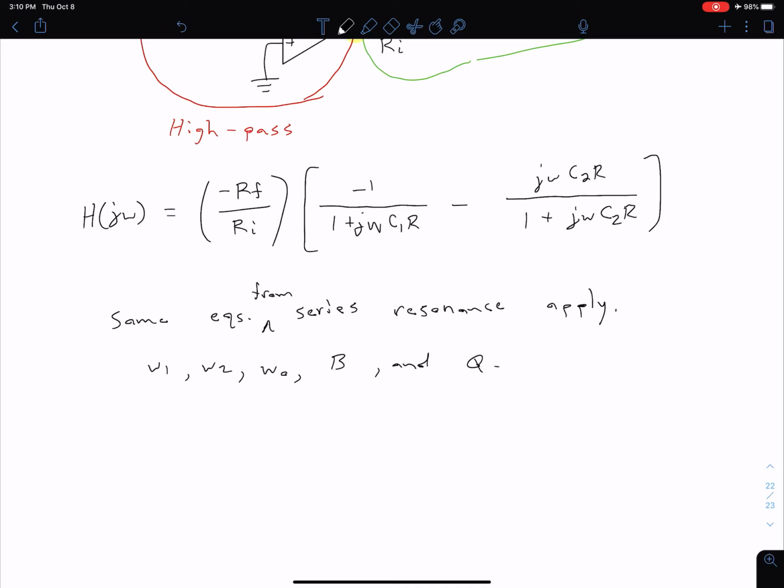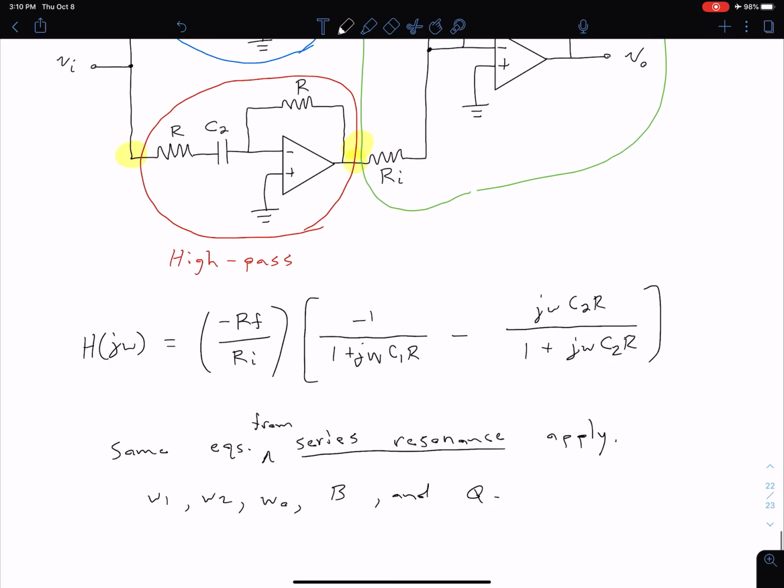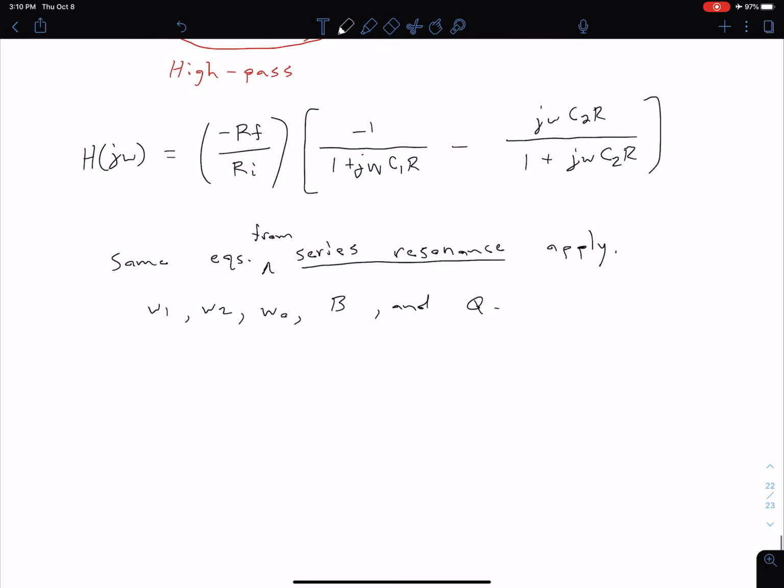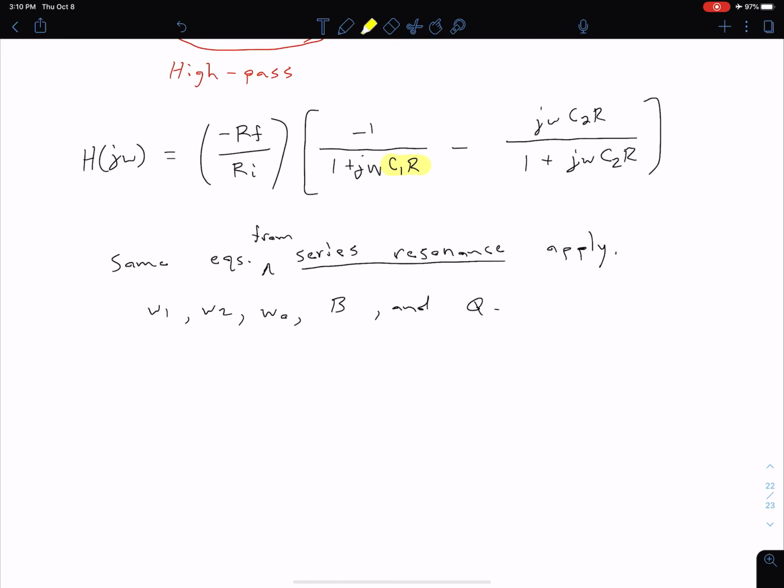We should note that we can't necessarily use all of the equations that we had for the series resonance. For instance, we couldn't use our omega naught equation that's based on inductance and capacitance, because of course we don't have an inductance here. So we want to use the equations for omega 1 and omega 2 for our corner frequencies based on these values here, like we saw in the previous video. So it'll be 1 over C1R1 and 1 over C2R2.